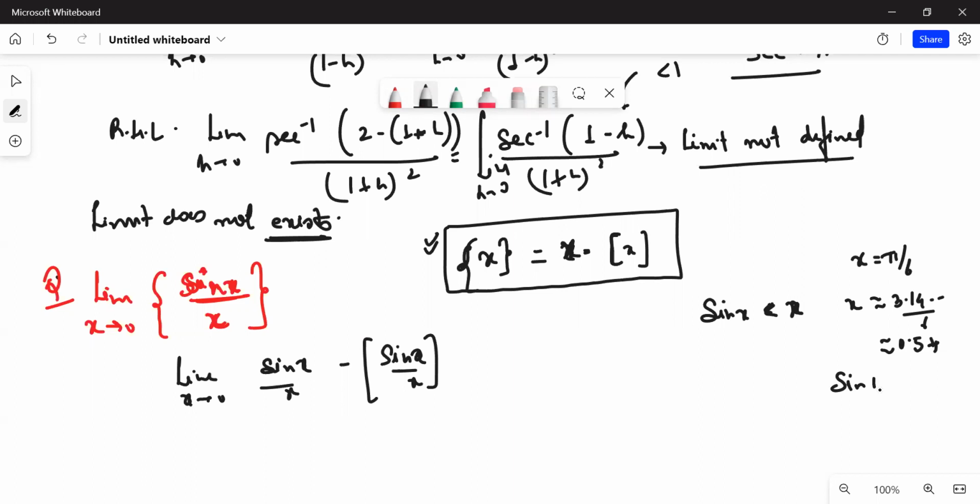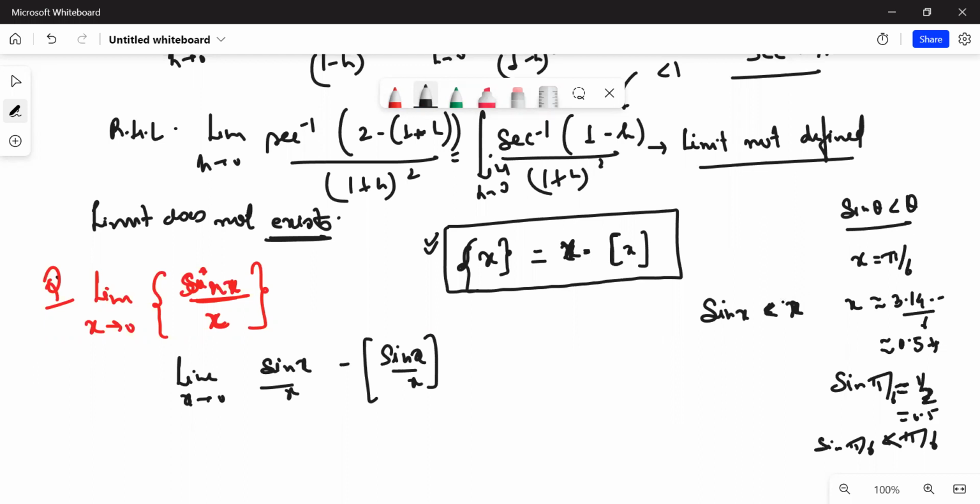And what is sin pi by 6? It is exactly equal to 1 by 2. So you can see from comparison itself that sin pi by 6 is less than pi by 6. So sin theta is always less than theta.